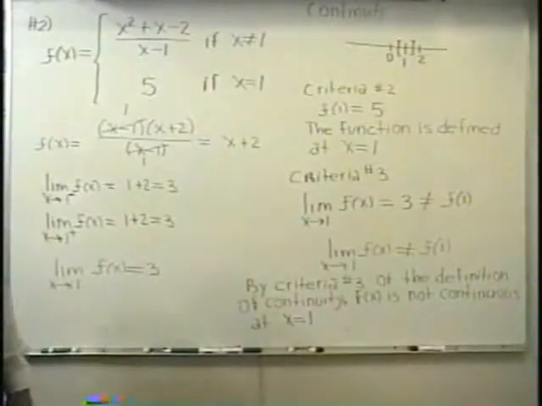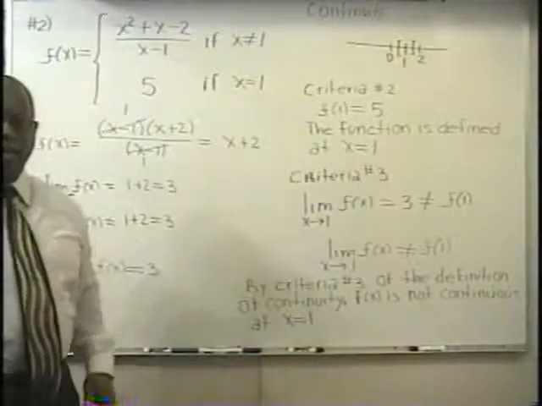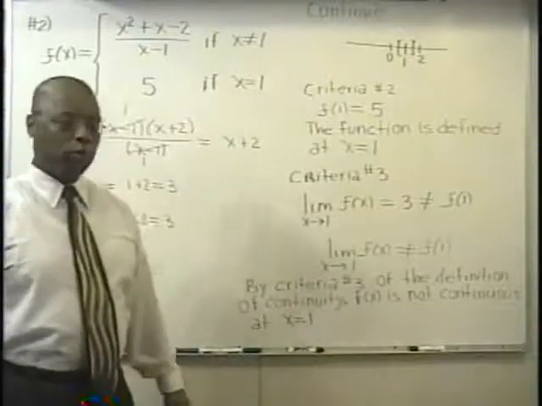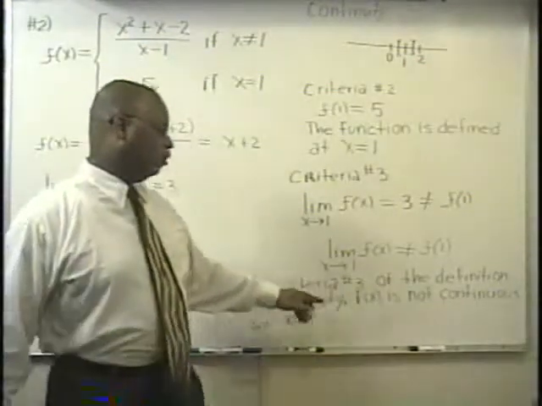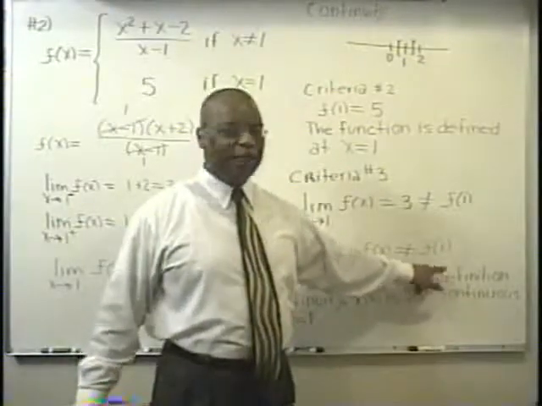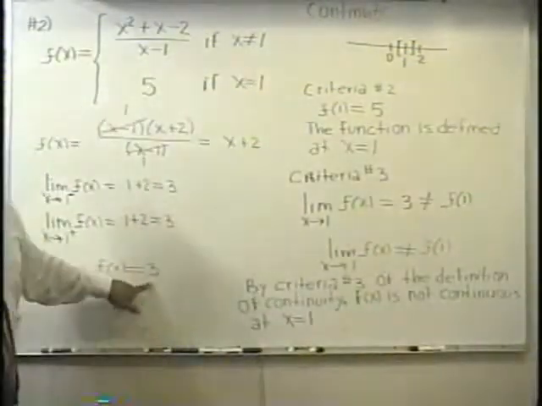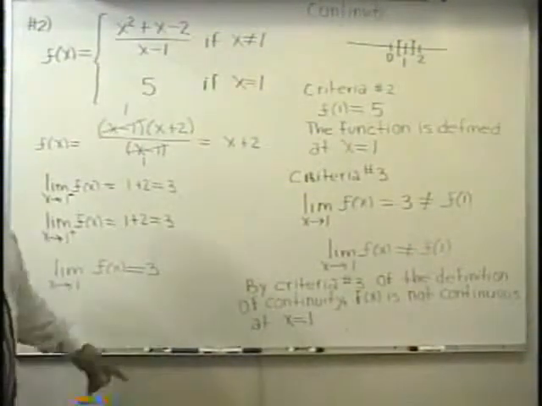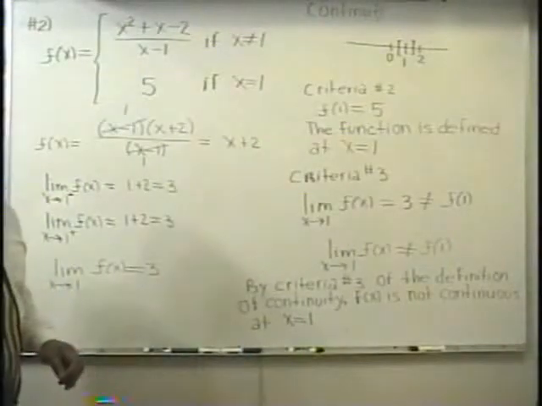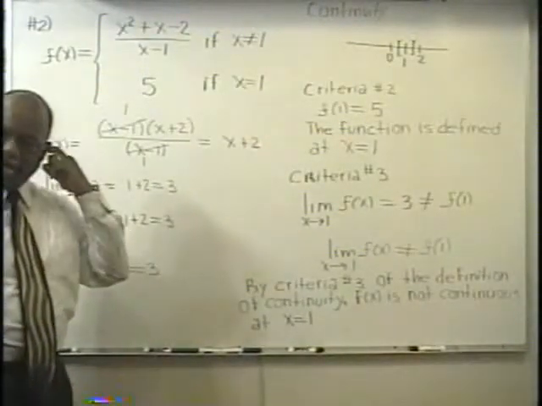So now we have shown mathematically that f of x is not continuous at the value of x equals 1 because the limit of that function is not equal to the function where it's defined. We know that f of 1 is equal to 5, but the limit was 3. So 3 is not equal to 5. So by criteria 3 of the definition of continuity, that function is not continuous at that.